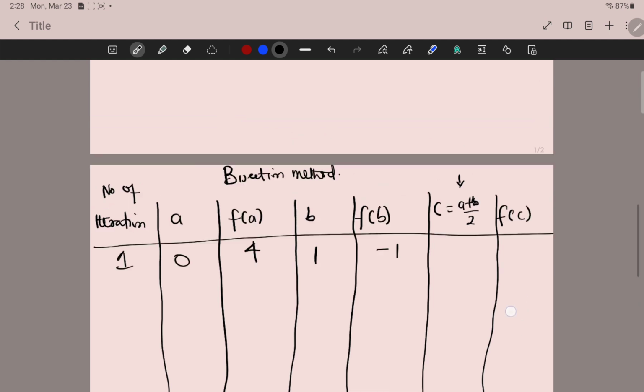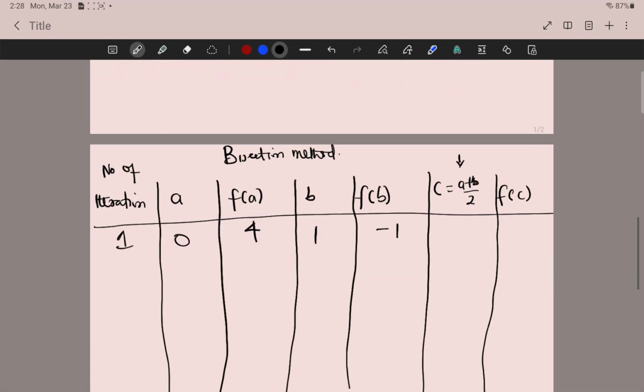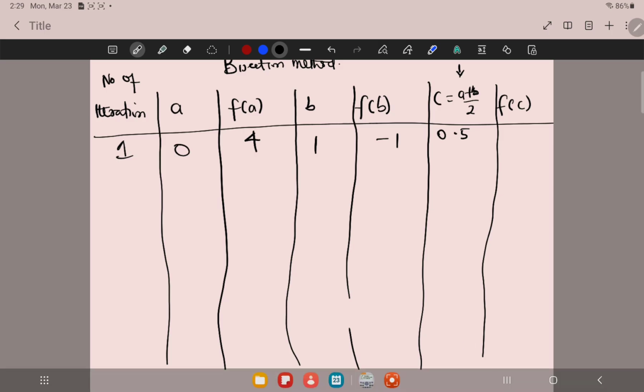So what will be my c? A plus b over 2, right? So you come to your calculator and, after writing this in your calculator, you press calc at a. A is 0, b is 1. So your a plus b over 2 is 0.5. So you come here and write 0.5.